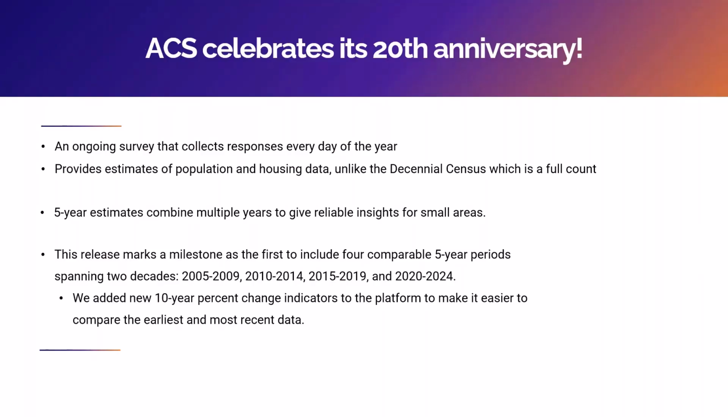It allows us to show smaller geographies. One of the main differences of the American Community Survey compared to the decennial survey is that it is an estimate. It is an ongoing survey that's collecting responses every day. Over the course of a 5-year period, it aggregates all of those responses in order to create estimates that we can then use in analysis.